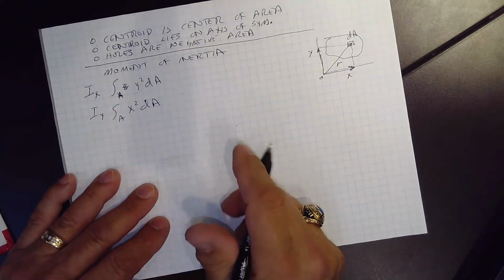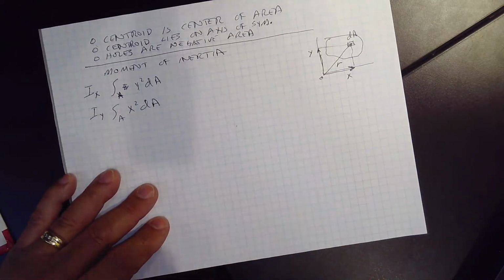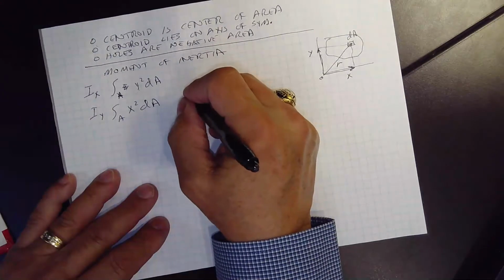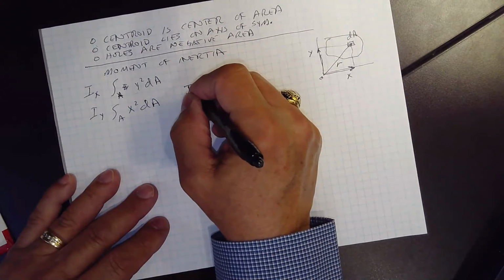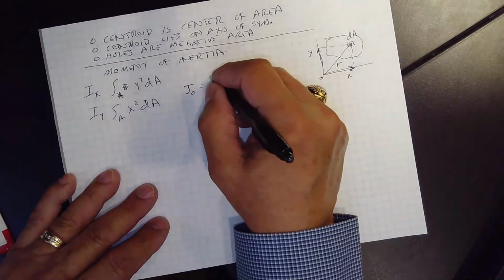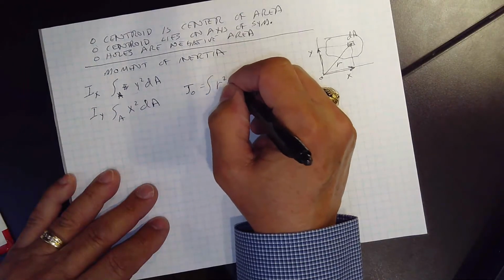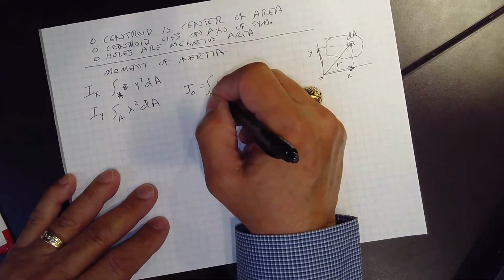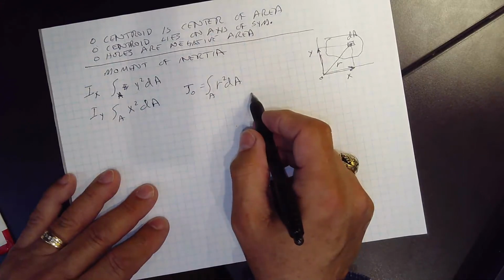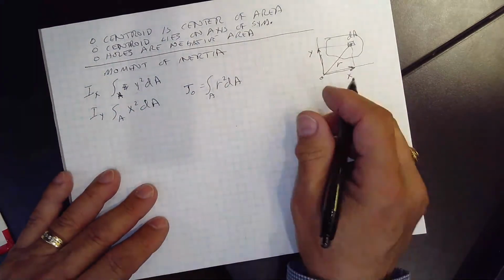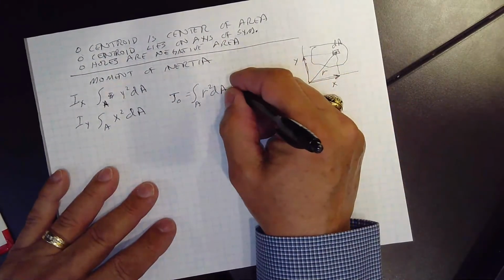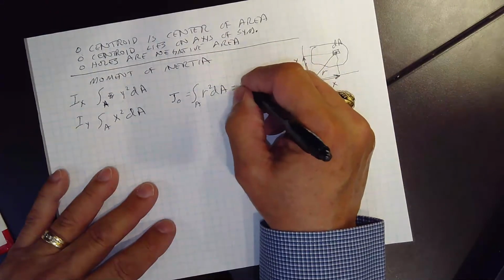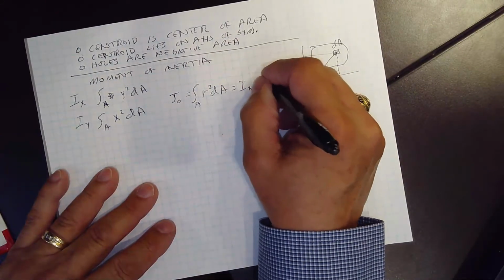Now here's an interesting thing. We've already talked about torsion, and we talked about polar moment of inertia, J, as the integral of r squared dA. We didn't define it that way, but that's what it is. We just told you what the answer was. Guess what? That's equal to Ix plus Iy.